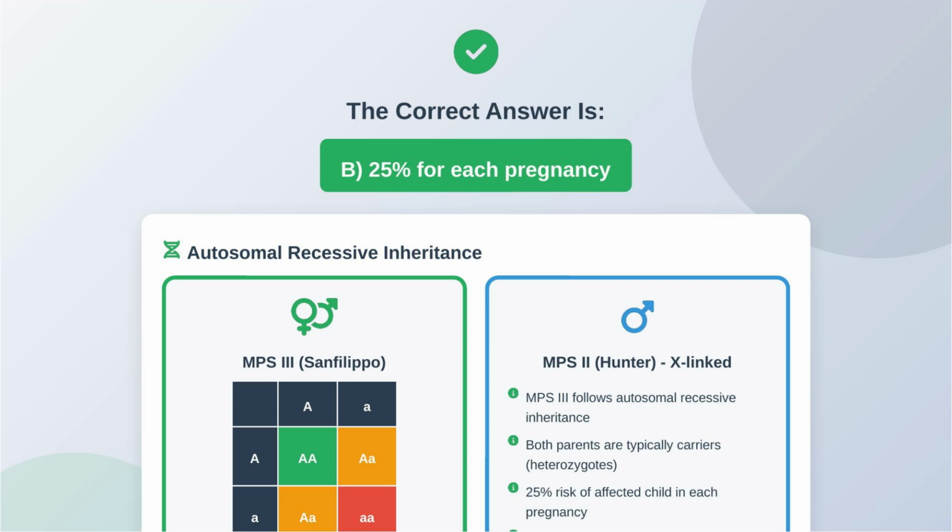Each pregnancy has a 25% risk of producing an affected child, 50% chance of a carrier child, and 25% chance of an unaffected non-carrier child. Genetic counseling is crucial for families, offering carrier testing for extended family members, prenatal diagnosis options, and pre-implantation genetic diagnosis. Note that MPS 2 has a different recurrence risk due to its X-linked inheritance pattern.